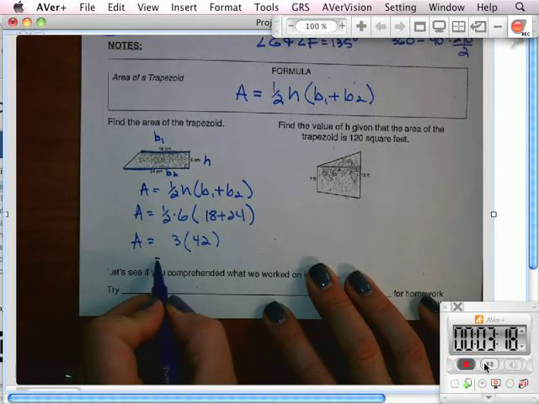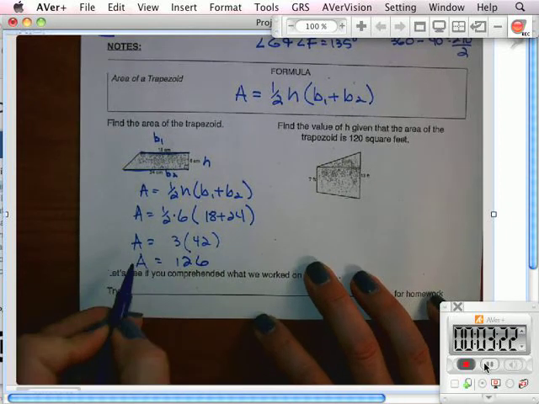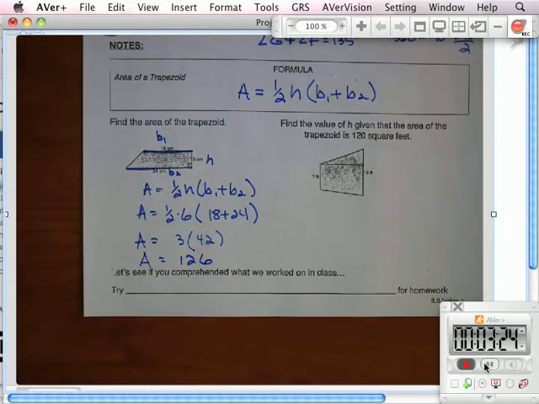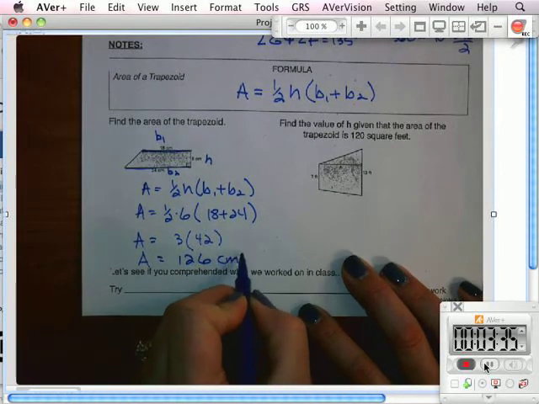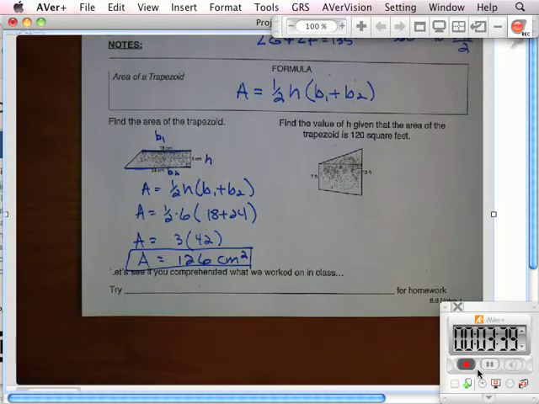But you don't have to do it without a calculator. I'm just saying, think about it sometimes. Am I done? It's naked. Yeah, it's naked. What does it need? Dress. It needs centimeters squared for the area. Okay? It needs centimeters squared. All right.